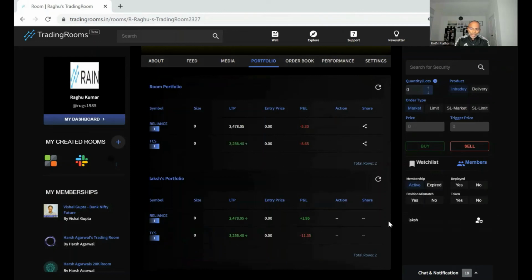And last FYI, in case you didn't catch that, when I click on Lakshmish here, it actually pulls up his portfolio here as well. So that's how you use position mismatch. And this is how you use the execution console to trade on your room as a room owner on TradingRooms. And hopefully that answers all your basic questions on how to use the execution console.